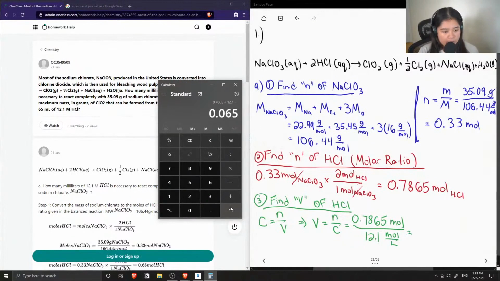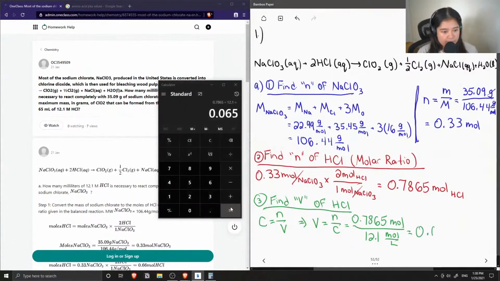And you get 0.065 liters, which is the same as 65 milliliters. Okay, so 65 milliliters is needed.